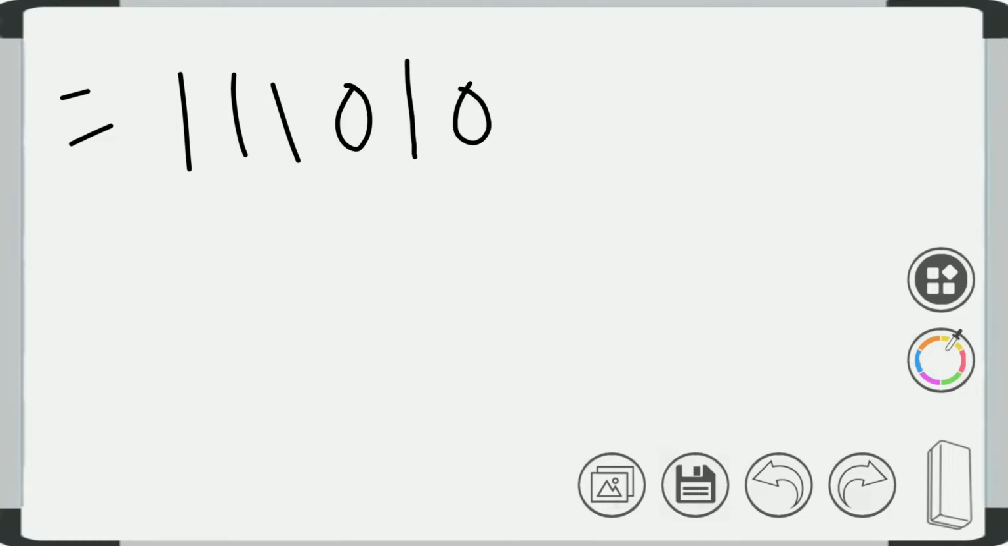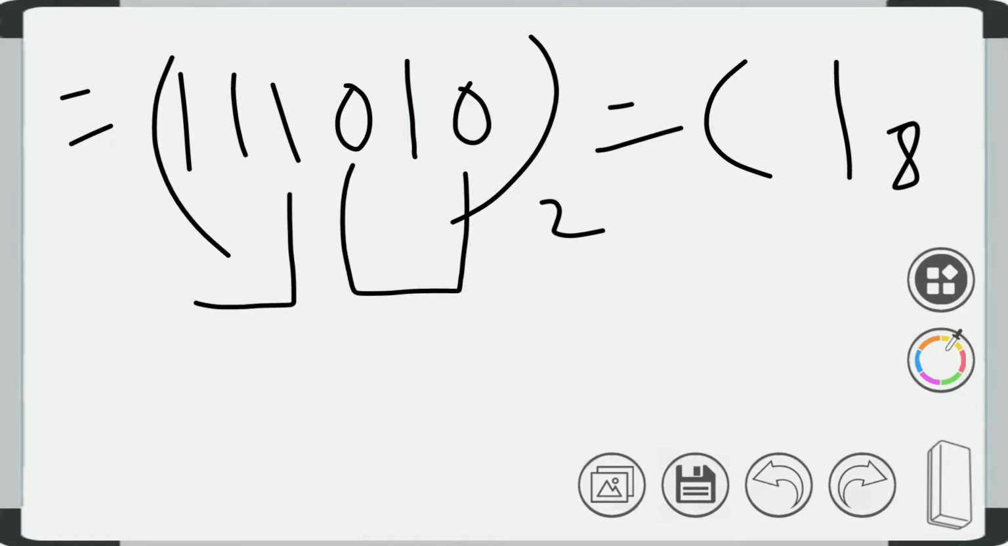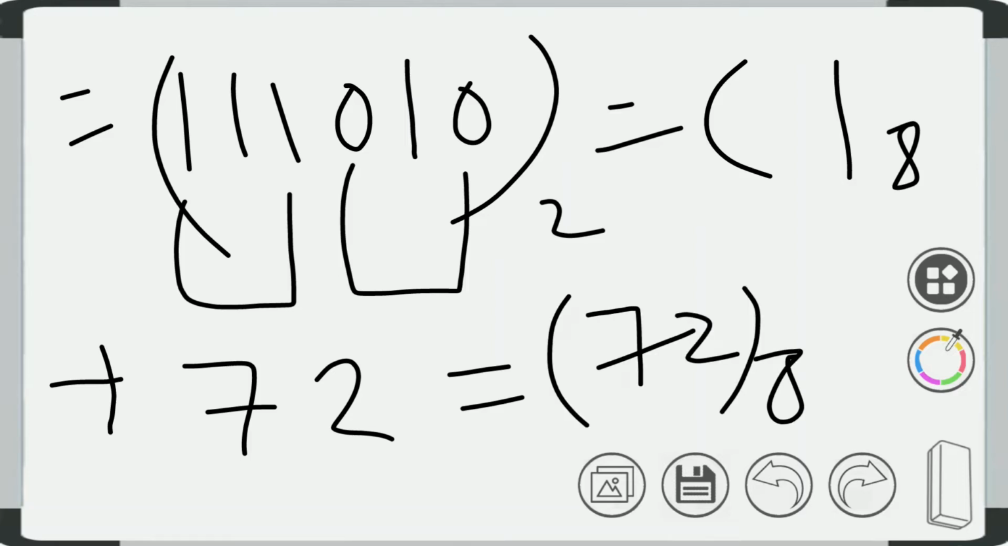Now from this binary number system, it will be converted into the octal number system. As we know, for the conversion from binary to octal, the grouping of 3 bits will be done. So you can see that this 111 is equal to 7 and this 010 is equal to 2. So the final value is 72, which is in the octal number system.